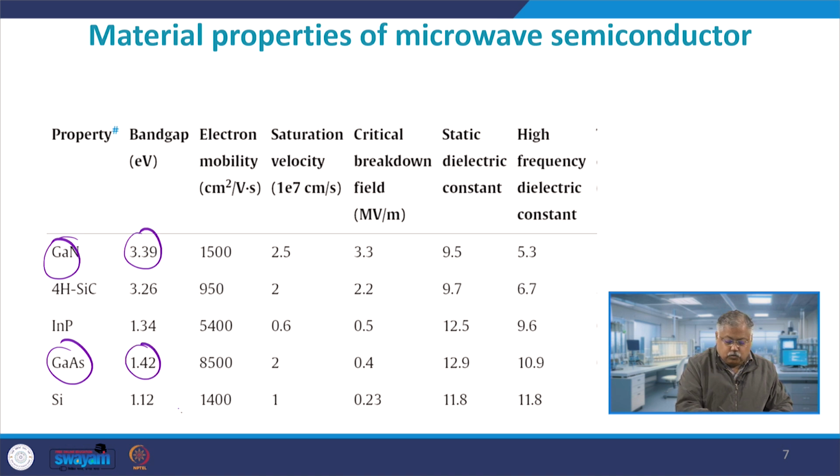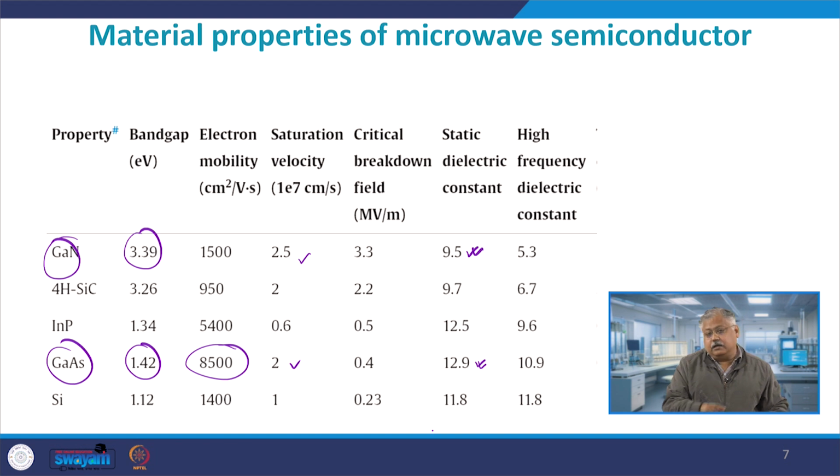3.39, and for gallium arsenide it is 1.42. If you look at mobility, though gallium arsenide has a lower band gap, its electron mobility is relatively very large. It is 8,500 centimeter square per volt second as compared to gallium nitride of approximately 1,500 centimeter square per volt second. And it has a static constant which is relatively very high, about 12.9. Let's look at the saturation velocity. They are almost the same for both the cases.